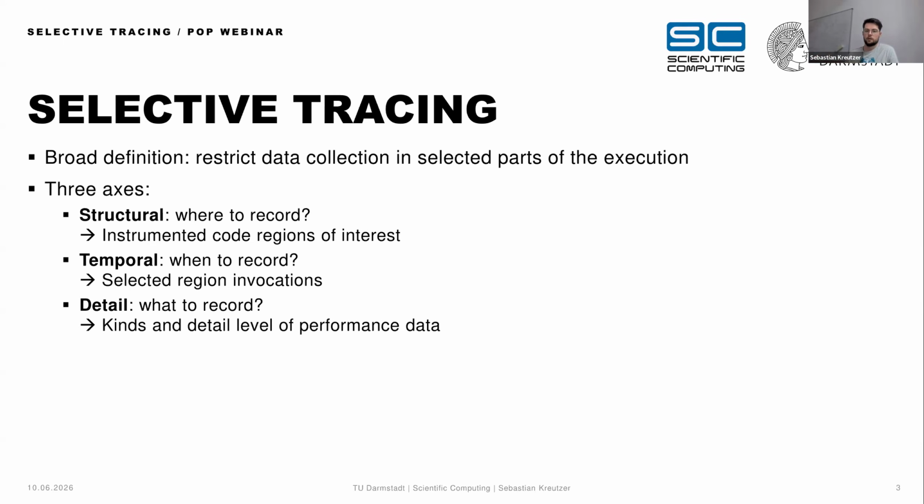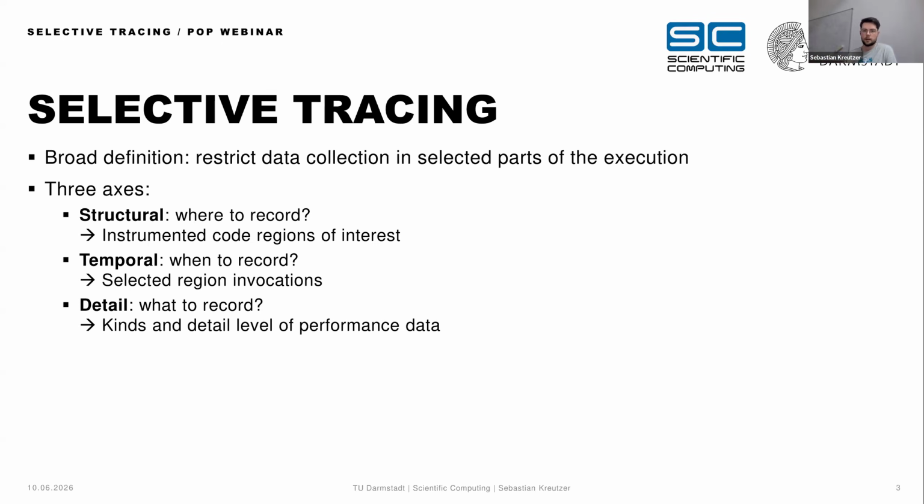But then there's also the temporal axis, so deciding when to record these regions. Because a lot of times, let's say you have a scientific application that runs a simulation with a time-stepping loop, then maybe you don't want 10 or 100 iterations of the same loop. But a lot of times it's sufficient to have one representative invocation of this loop.